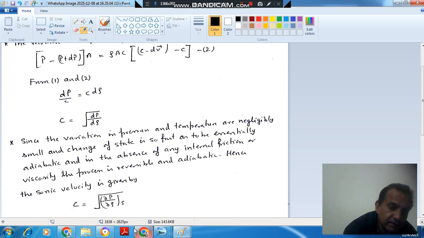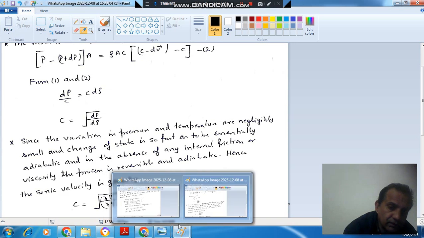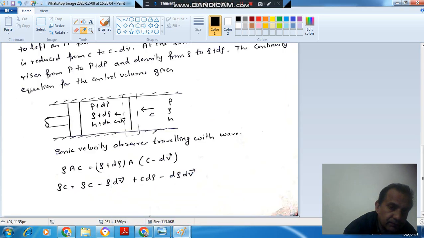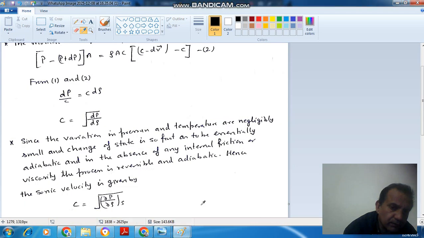As we can see here, the process is taking place very fast, so there is no time for heat rejection, so we can assume it as an adiabatic process. As the changes are very, very small, dP, d rho, dh, it can be assumed reversible, so it is a reversible adiabatic process, or isentropic process.